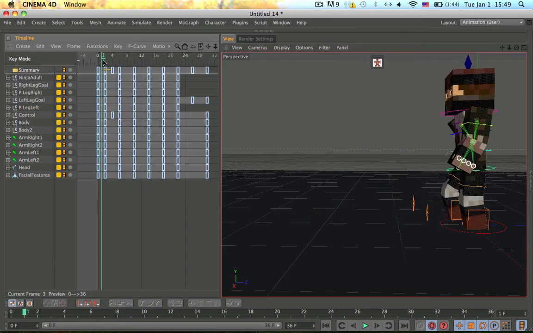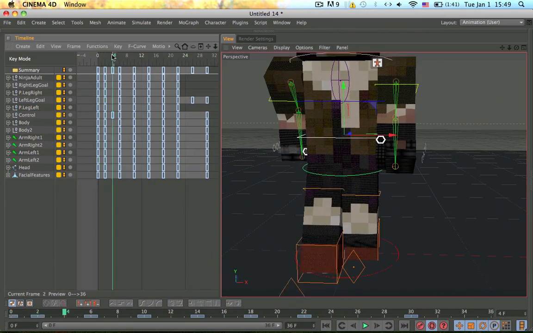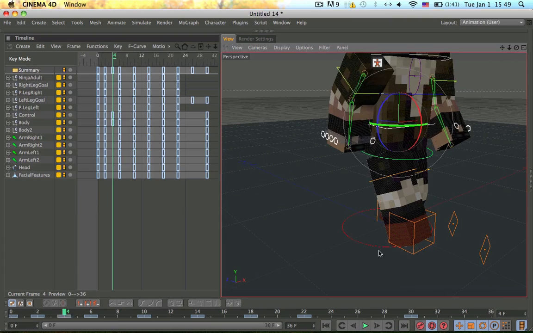Oh, this is important, look at the F curves. Whenever I'm going to that mode again, look at the F curves.